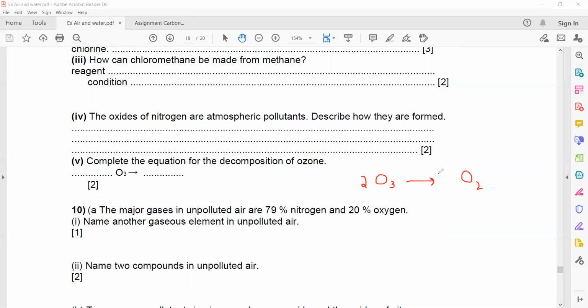If I put 2 here, that gives 6 oxygen, so I'll put 3 here. So 6 oxygen on the left, 6 oxygen on the right. So it is 2O3 changes into 3O2. Ozone means 3 oxygen atoms linked with each other, whereas O2 means 2 oxygen atoms linked with each other.